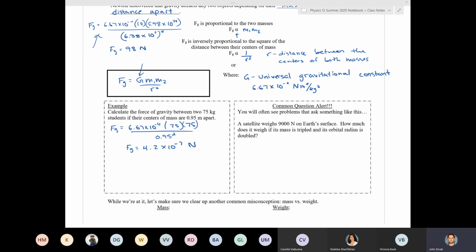Okay, so it's a very, very weak force, and the only reason it exists in nature is because objects are really big. The reason we can feel it on Earth is because the Earth is really big, and therefore we experience its gravity.